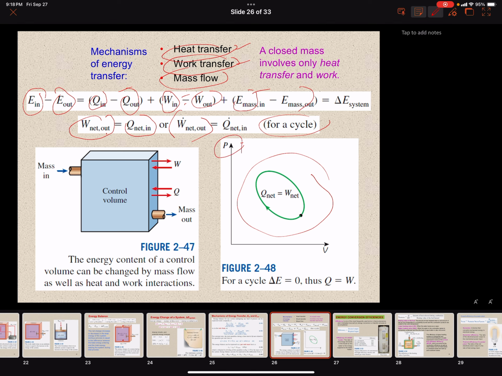We will explain this in chapter 3, which is the pressure and specific volume. It's called the PV diagram. And for this figure, we can see if we have a control volume, which is an open system, we can have mass in and mass out, and work in, work out, heat transfer in, heat transfer out.